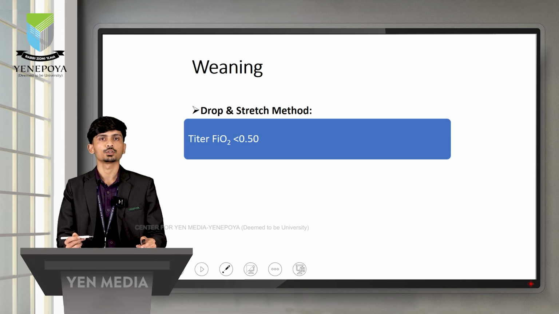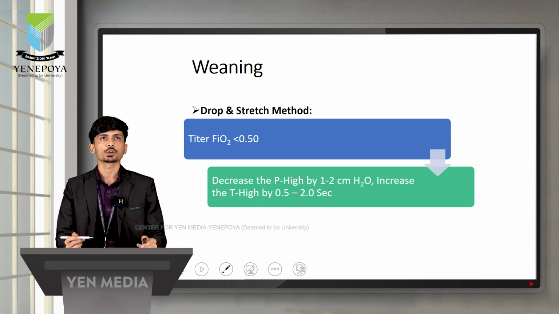After this, again you might want to make sure there are spontaneous breathing efforts by the patient, then you will go ahead with this drop and stretch. These two steps are very important before going ahead with this method. So how do you do the drop and stretch method?